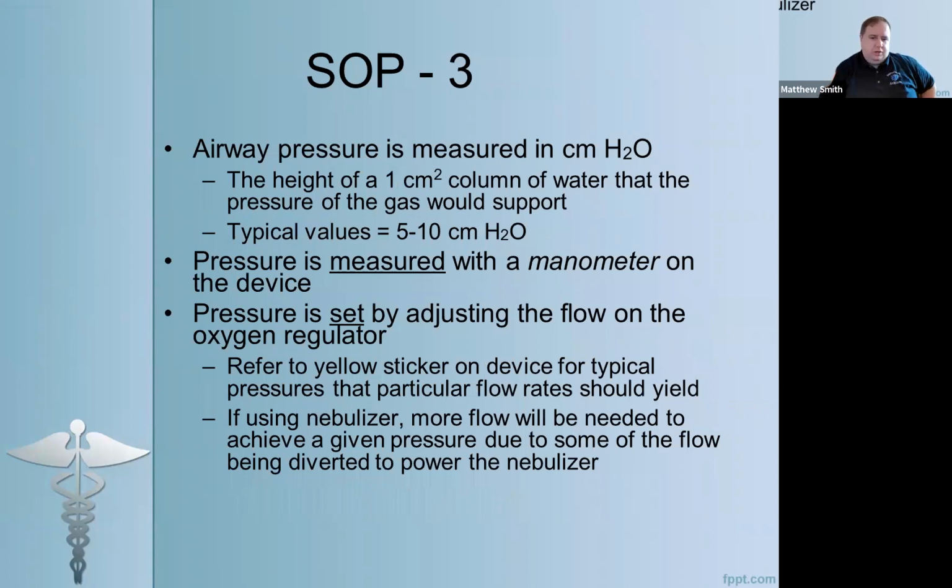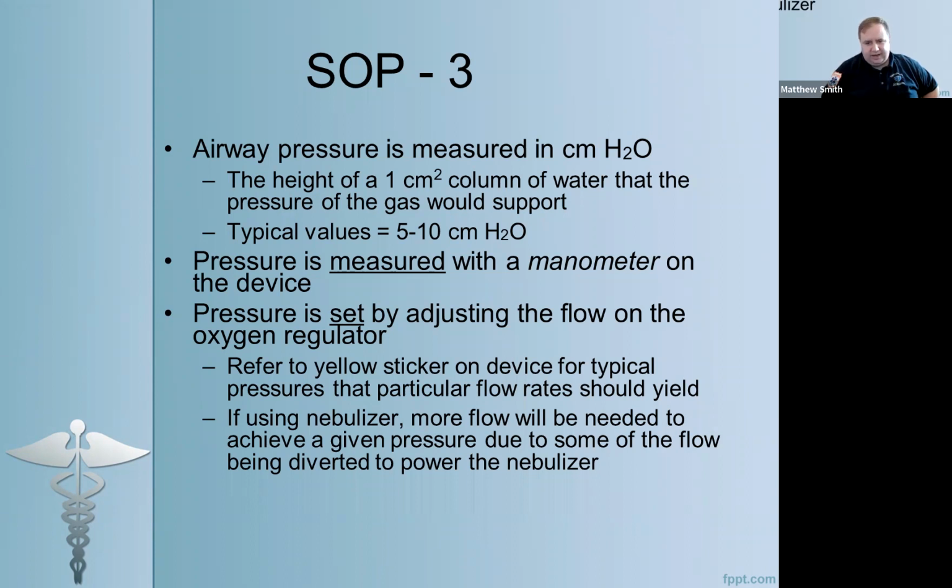So airway pressure, which is what we're delivering with CPAP, right? Positive airway pressure is measured in centimeters of water. Conceptually, it's the height of a 1 centimeter square column of water that the pressure of the gas we're delivering would support. Typical values for CPAP are from 5 to 10 centimeters of water, and our device can deliver anything in that range.